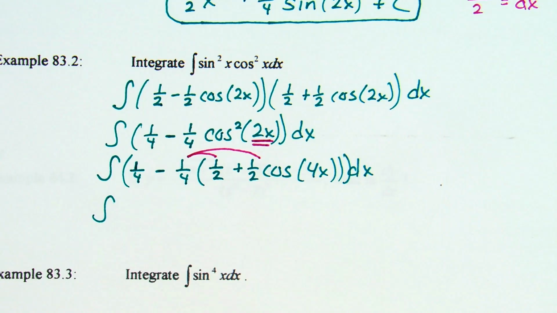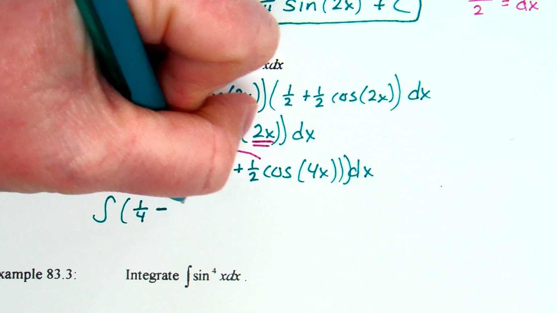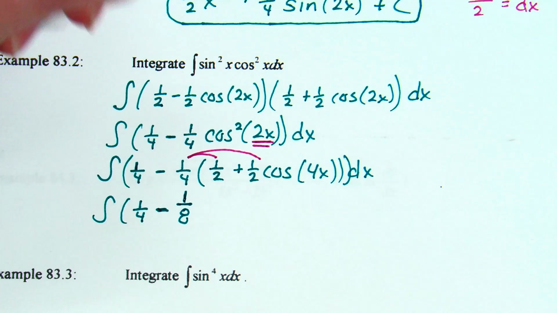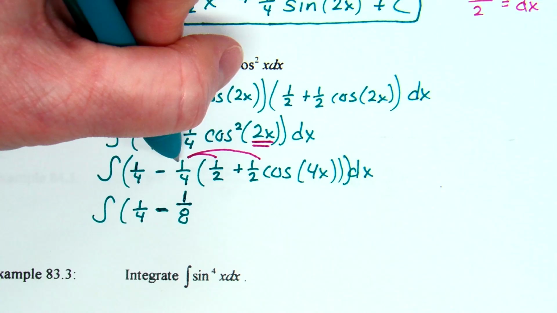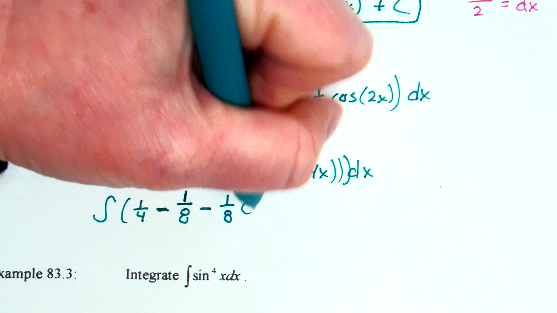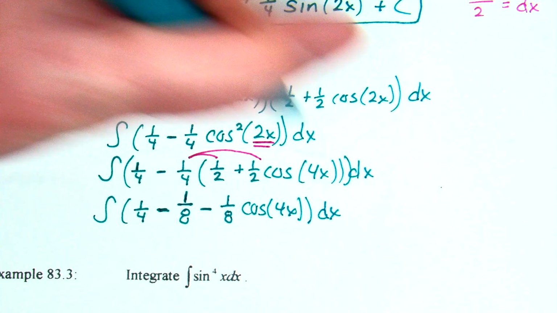So out front, I still have 1/4 minus 1/4 times 1/2 is 1/8. And then I'm distributing another minus 1/4. Minus 1/4 times 1/2 cosine 4x. So minus 1/8 cosine 4x.